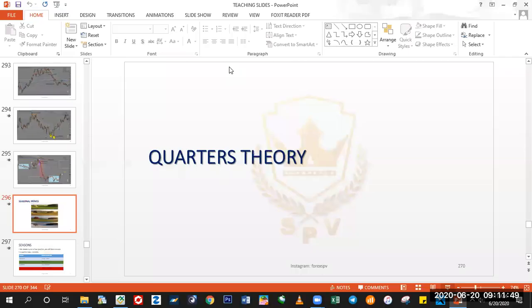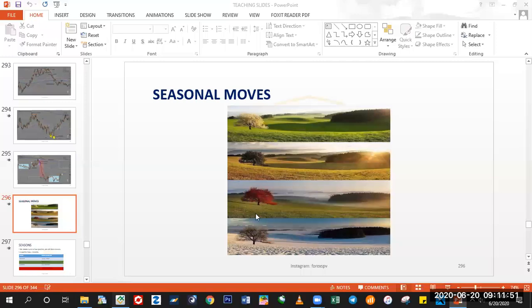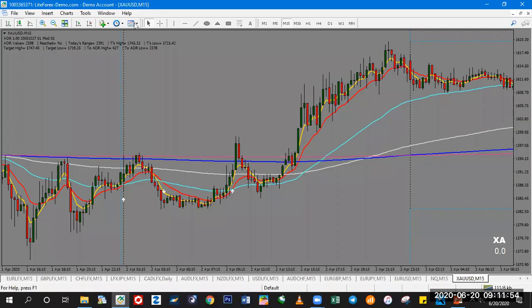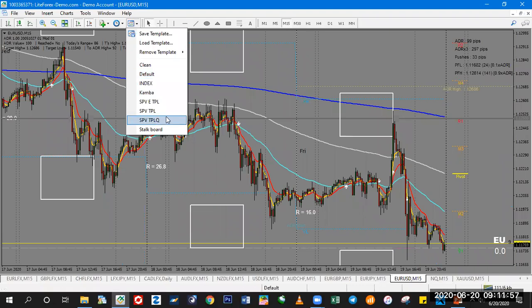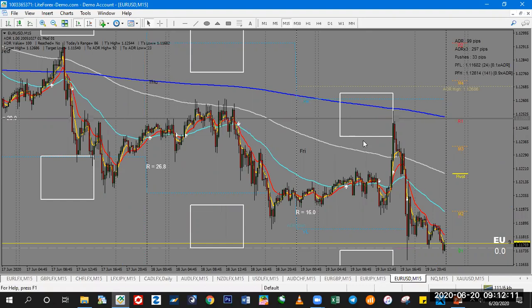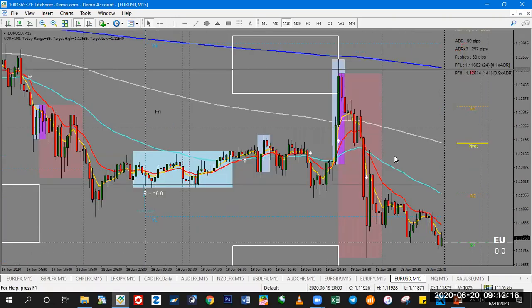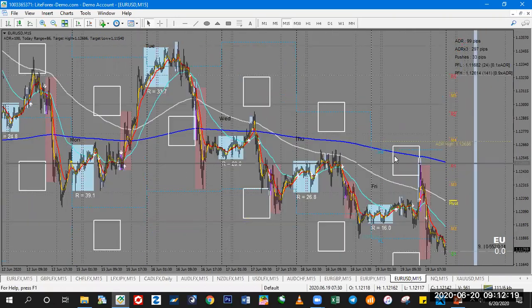And on the templates that we have, this template called SPV TPL, SPV template with the quarters, is used in the majors and the crosses, and the SPV ETPL is used with the exotics. Sorry, I don't have those templates. The TPL, I know. Okay. So the SPV TPL has the small quarter points. This is a major small quarter point.